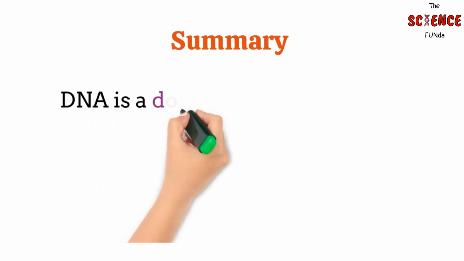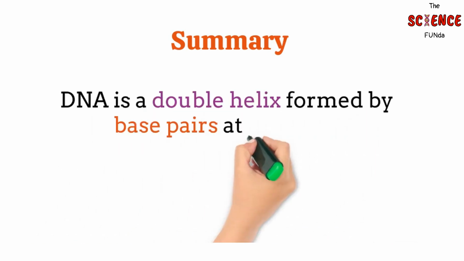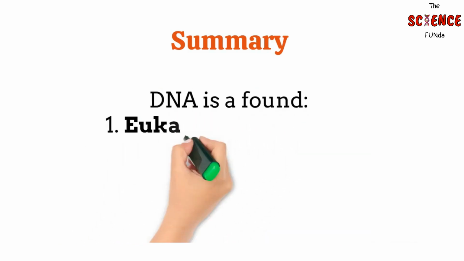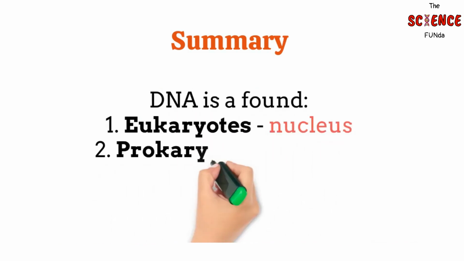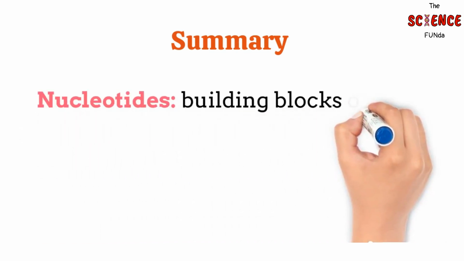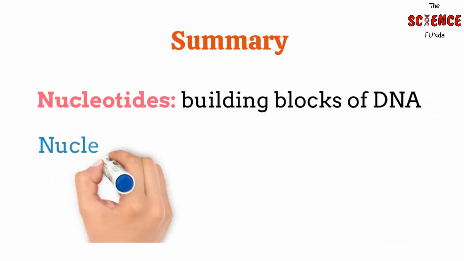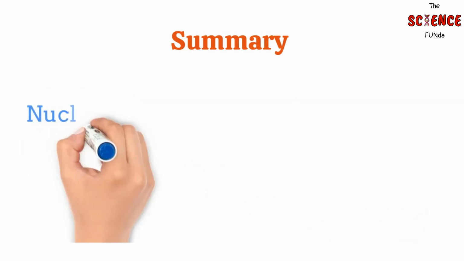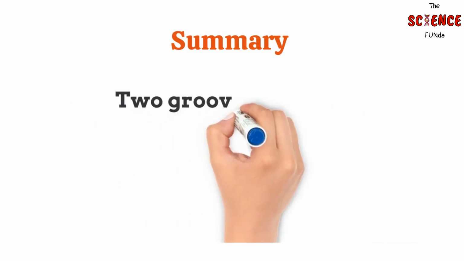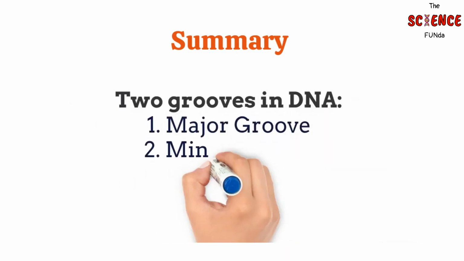Now let's summarize this video. DNA is a double helix formed by base pairs attached to a sugar phosphate backbone. DNA is found in nucleus of eukaryotes and nucleoid in case of prokaryotes. Nucleotides are the building blocks of the DNA, which is made up of phosphate and nucleoside. Nucleoside is made up of nitrogenous base and sugar. The 2 grooves in DNA are major and minor grooves.